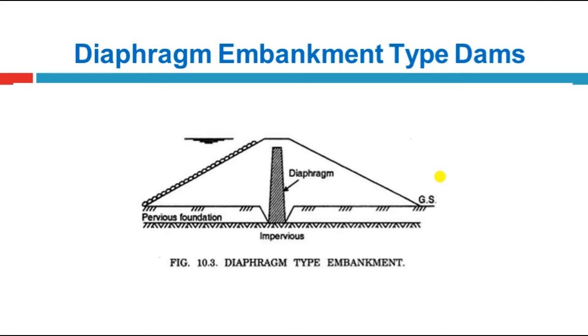And upstream side slope protection. That is the upstream side slope protection. This protection is generally provided to protect the dam from wave action and prevent the erosion of our upstream side sloping face.